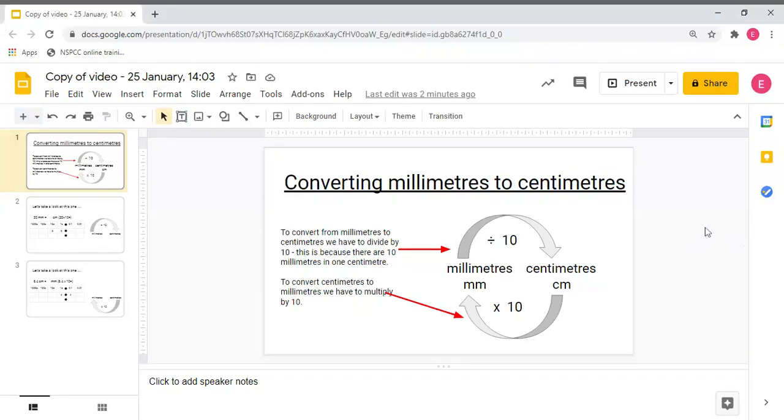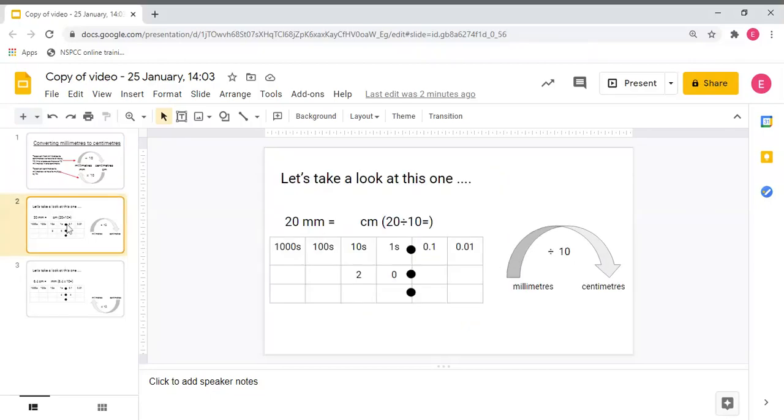Okay, in maths today we're going to look at converting millimetres to centimetres and centimetres back to millimetres. So to convert from millimetres to centimetres, we have to divide by 10. This is because there are 10 millimetres in 1 centimetre. To convert centimetres to millimetres, we have to multiply by 10. Let's have a look at an example.